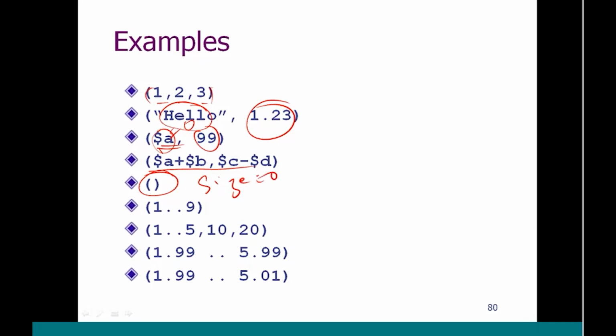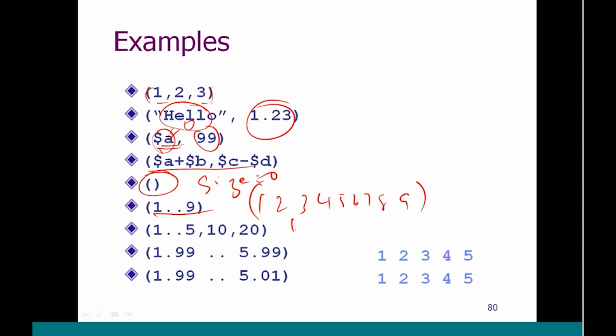And then this is an empty array of size equal to 0. And then we have the range operator, 1 through 9. So actually here it will be 1, 2, 3, 4, 5, 6, 7, 8, 9. That's your array. And in this one it's 1, 2, 3, 4, 5, 10, and 20. So you can think of there being commas between them. So now what will this array be?